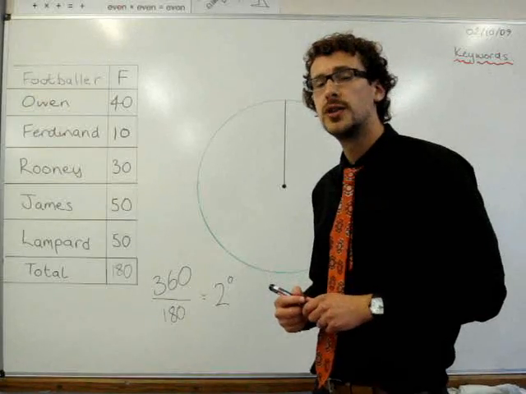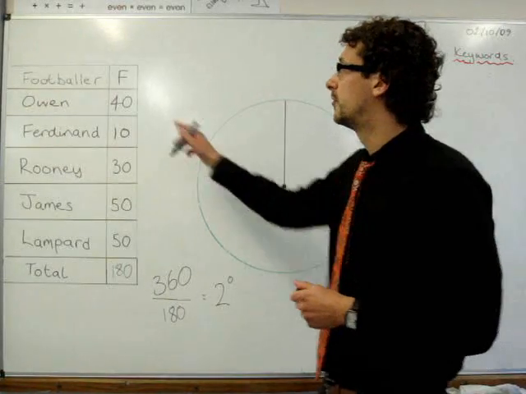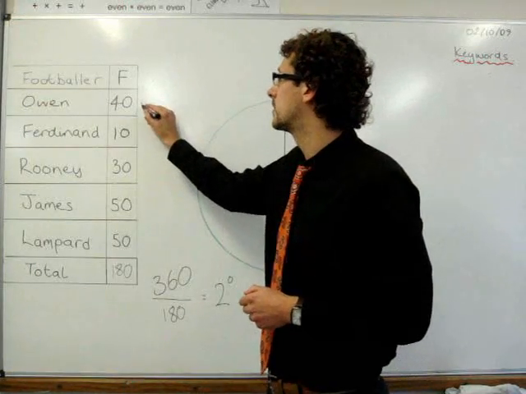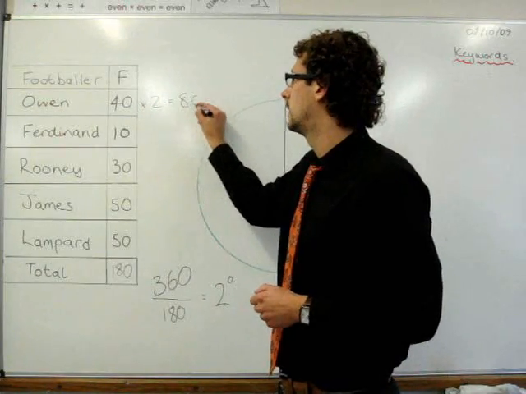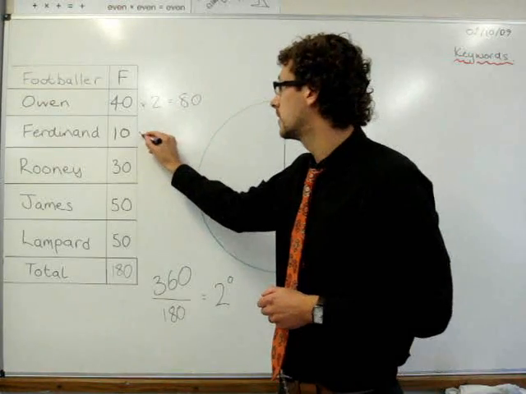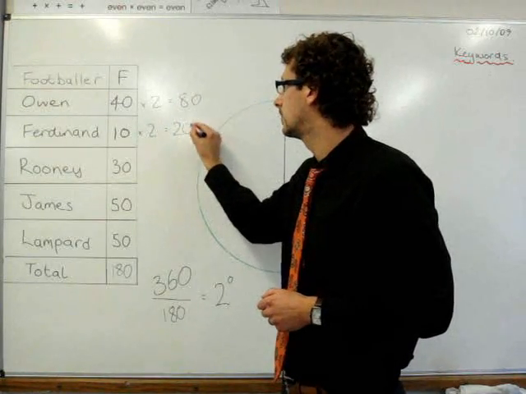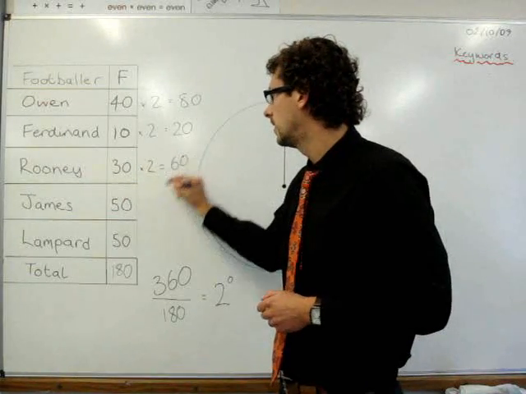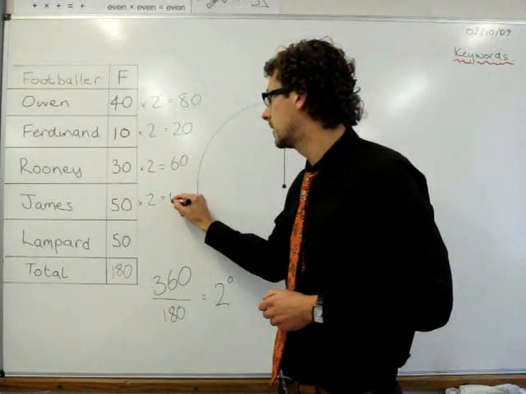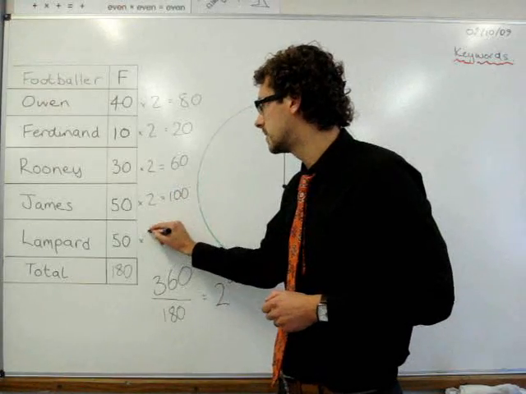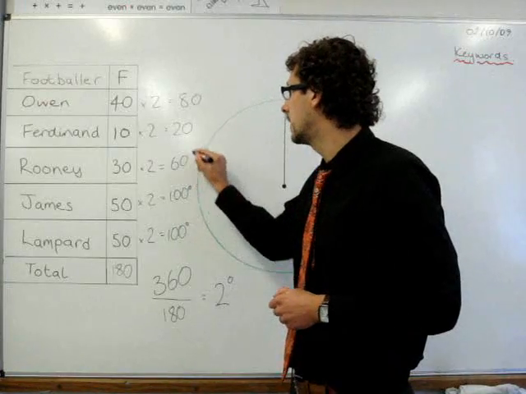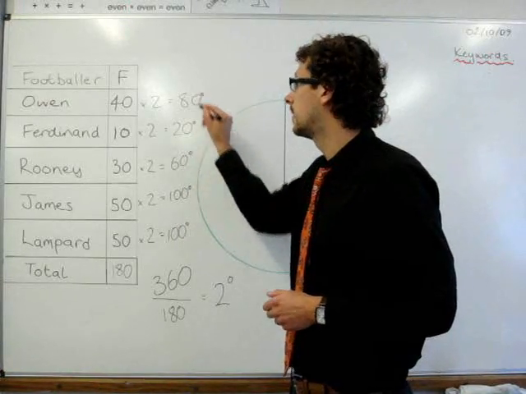Each vote is worth 2 degrees, so that if I have 40 votes, then these will be doubled up. 40 times 2 is 80. 10 times 2, 20. 30 times 2, 60. 50 times 2, 100. And again, 50 times 2 to give 100. And these are all degrees on the pie chart.